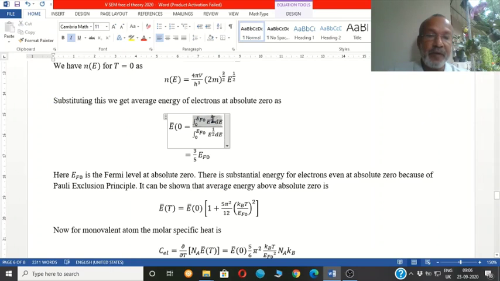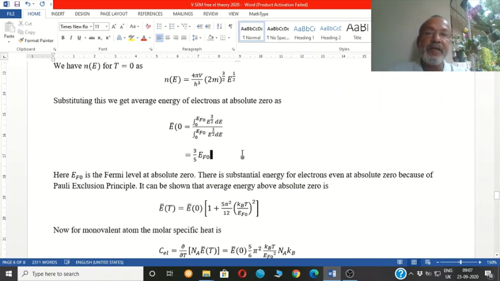When you integrate the numerator, you will get a 5 by 2 in the denominator, and when you integrate this, you will get a 3 by 2 in the denominator of the denominator. So there will be 3 by 2 in the numerator and 5 by 2 in the denominator. So 1 by 2 and 1 by 2 will cancel, and you will get a 3 by 5 here. You will get EF0 raised to 5 by 2 in the numerator, and EF0 raised to 3 by 2 in the denominator. When you divide, you will get an EF0. So 3 by 5 EF0 is the average energy of electrons at absolute zero.